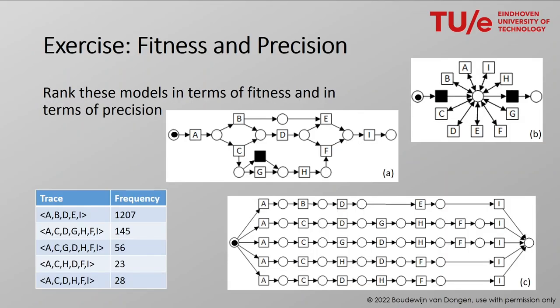Now, I don't want to actually talk about precision in terms of an algorithm. I want to instill an intuition. So I'm going to ask you for a bit of an exercise. We have three models here, A, B, and C. And we also have a short event log that I stole from the process mining book. So which of these three models? For yourself, just spend a few minutes to rank them in terms of fitness and precision for this event log.